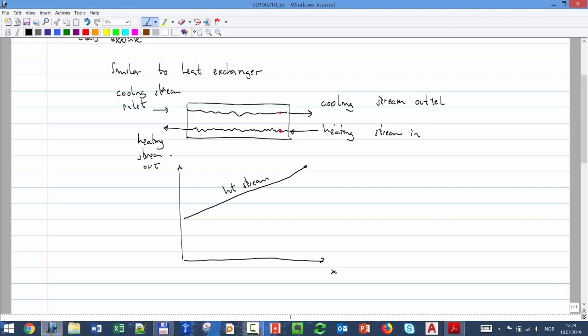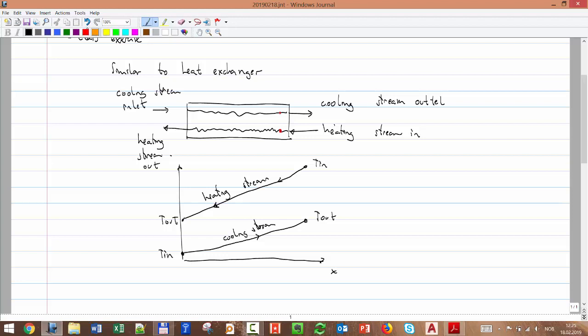So the heating stream actually goes in this direction, from T in all the way to T out. While the cold stream, or the cooling stream, comes from here, where it is the lowest. That's T in, and then it goes all the way up, actually heating up, and here you have T out. You're going to cover that in detail later when Harald is teaching, but essentially, you send both in opposite directions.